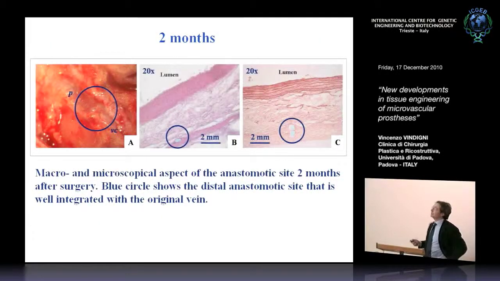After 2 months, here we can see the macro and microscopic aspect of the anastomotic site 2 months after surgery. This is the vena cava, and here the prosthesis. This is the surgical stitches and the new tissues that grow inside the biomaterial and the elastic layer.